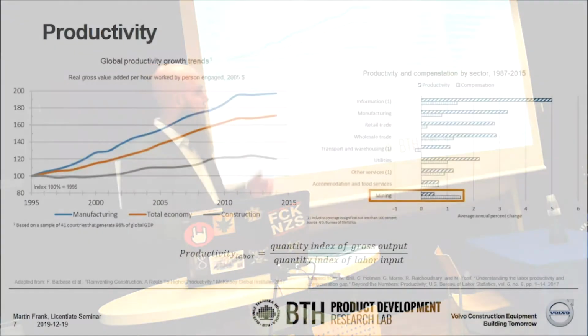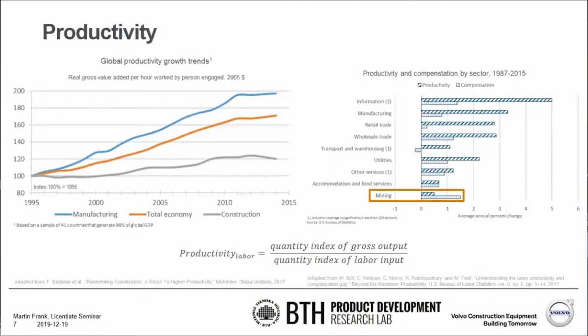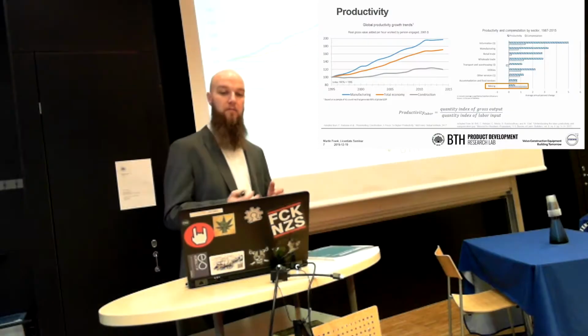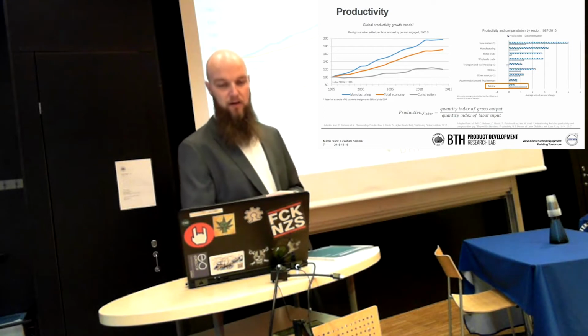Here I just depicted two famous slides that are very often used to show that the construction and also the mining areas are lagging behind in terms of productivity, especially when compared, in that case, with manufacturing. In construction, you see that there is a big difference, and on the right side, manufacturing is very productive in that sense, and mining is not unproductive, but it is not as productive as manufacturing.